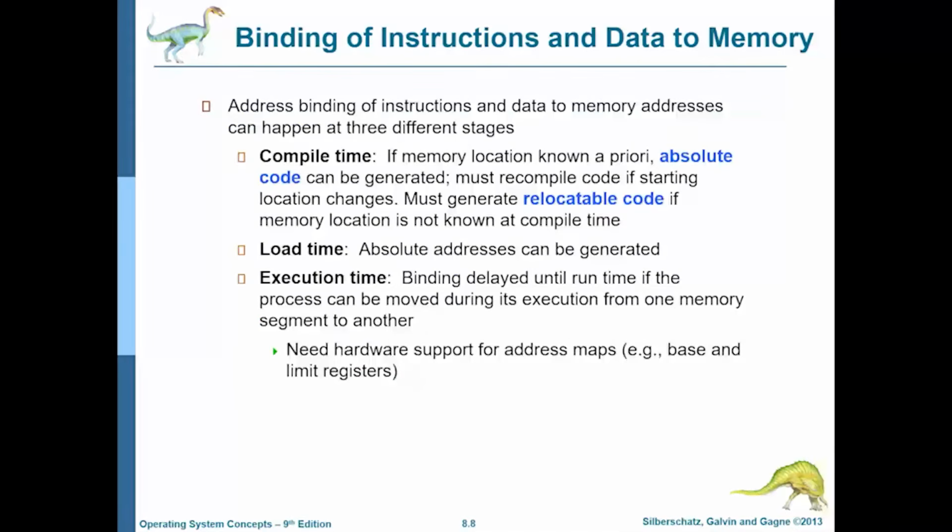This slide talks about much of the same things that I was talking about in the slide before. At compile time, if you already know where your program is going to land in memory, then you can generate absolute code. But that is seldom the case. So the compiler must generate relocatable code if the memory location of the final program is not known at compile time. At load time, you can generate absolute addresses, but only if you know where the program is going to land again.